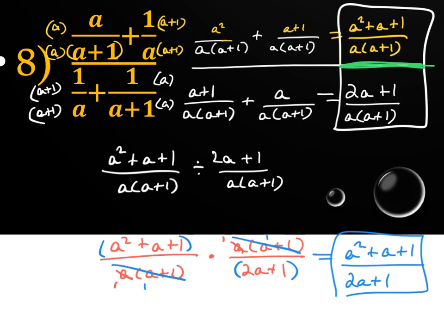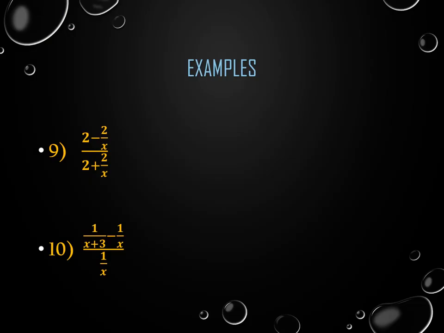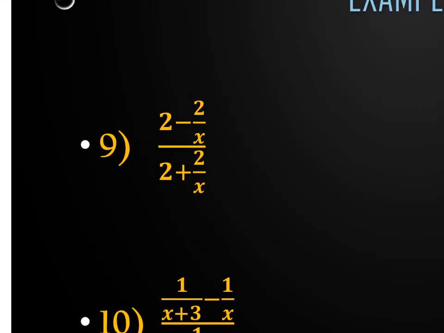Everybody good on 7 and 8? Okay, let's try the next one. Number 9. Again, I've got all 4 operations going on. I've got subtraction in the numerator, addition in the denominator, and then again, the main fraction bar is division, and then I'll do my keep change flip.